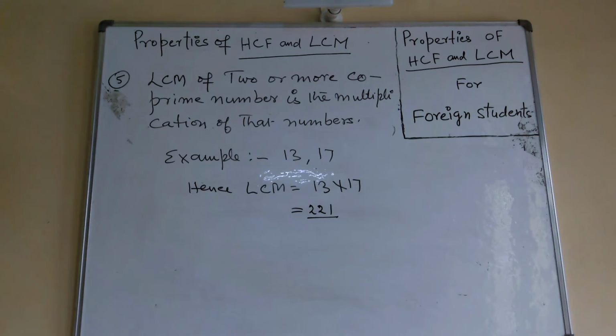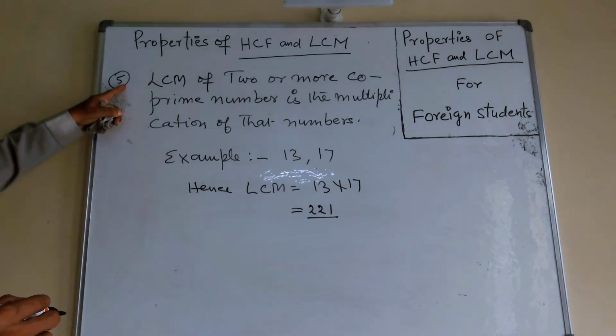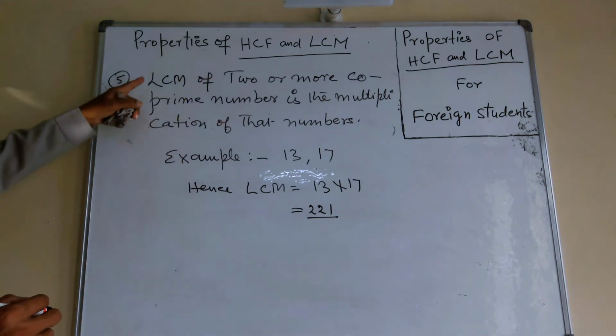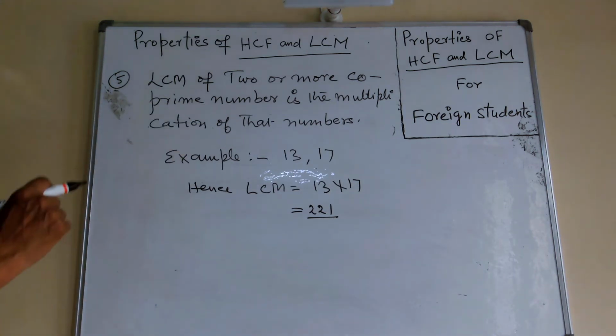So my dear students, in the fourth property, the HCF of two co-prime numbers is 1. The LCM of two co-prime numbers is the multiplication of the given numbers.